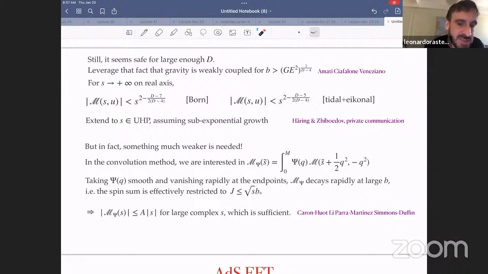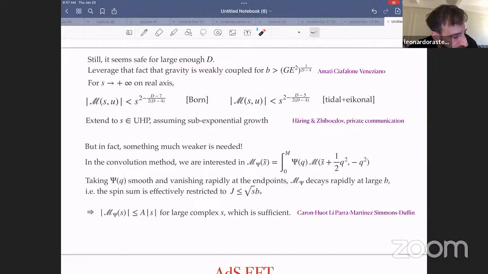If you are going to derive the dispersion relation by expanding the Fourier limit, yes, you do need this assumption of Regge growth being softer than s squared. But what we're actually using in this smearing method, where we probe the dispersion relation by convoluting it with this function of q, is something weaker. So first of all, we are convoluting with a function of q, which has compact support in q.